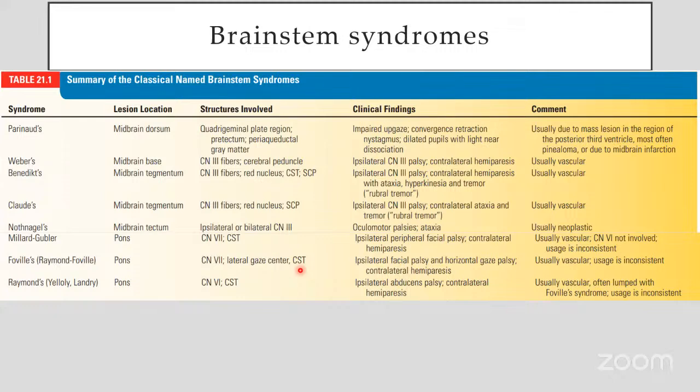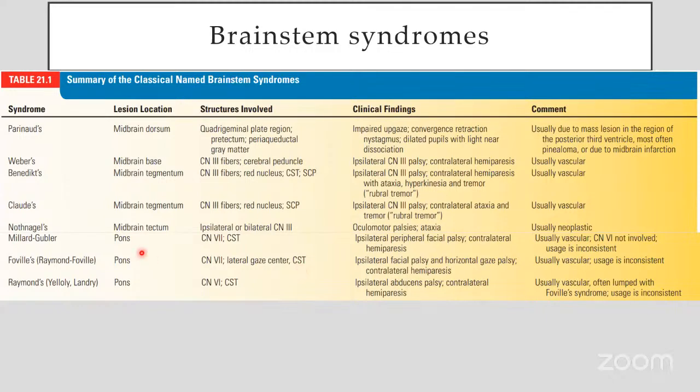Moving on to pontine syndromes. As per the rule of 4, the medial structures in the pons are the medial lemniscus, the medial longitudinal fasciculus, the motor nuclei of the cranial nerves, the motor pathway, that is the corticospinal tract, and in the lower pons there is the abducens nucleus.